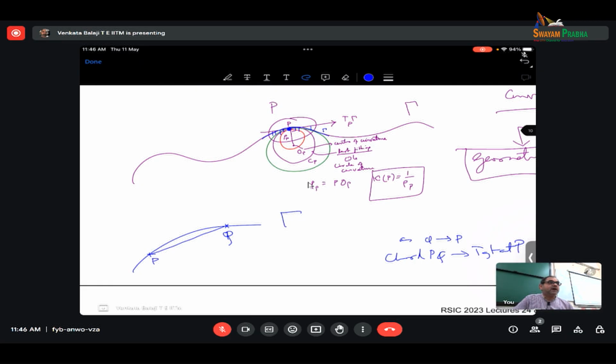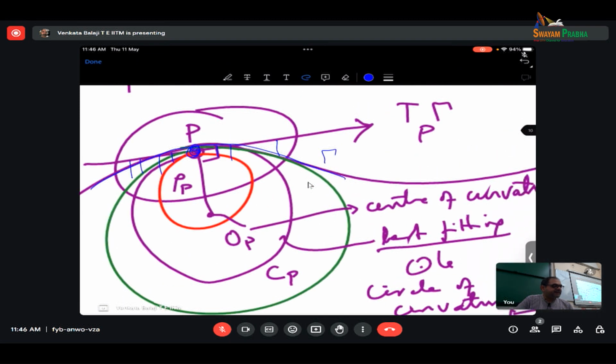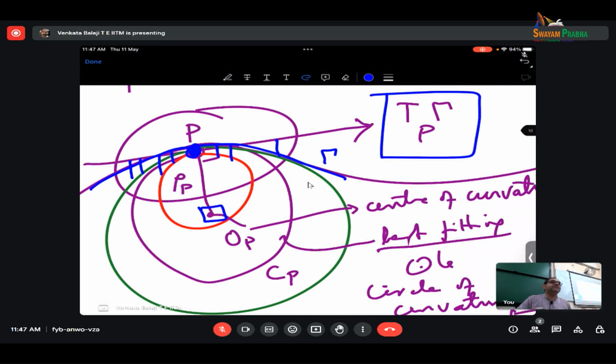Now, how do you get the circle? Here is something amazing that's happening. You want to find this circle of curvature. I don't know the radius of the circle, but I know two things. The circle passes through that point, and it has the same tangent as the curve at that point. That means the radius lies on the normal to that tangent at that point. That is the normal to the curve. And somewhere on the normal, there is going to be this special point, which is the center of curvature.